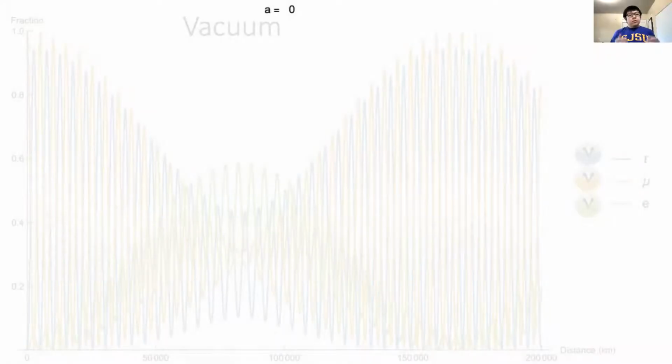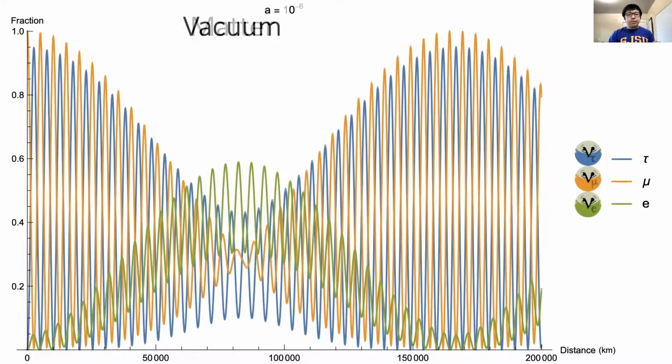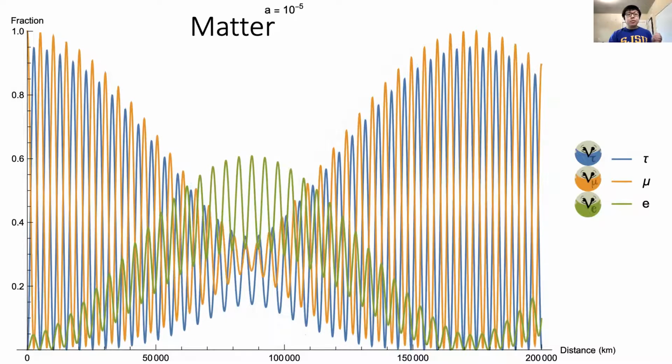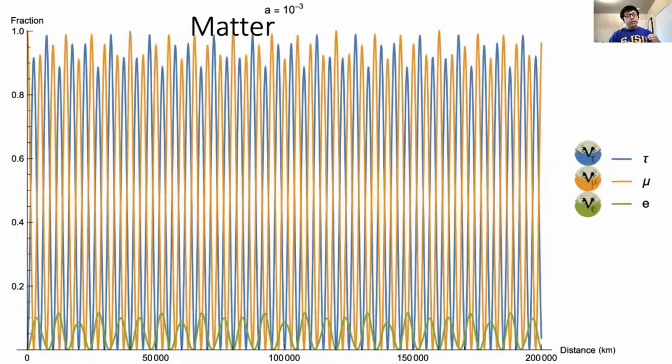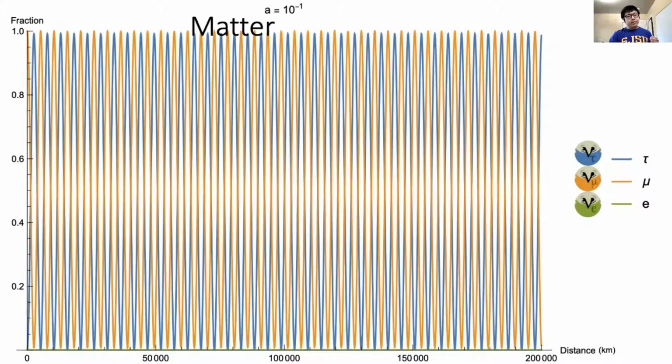In our model, we incorporate the parameter A that measures the electron density. In other words, the number of electrons in a given space in matter. And as we increase the electron density, you'll start to notice that the electron neutrino, the green, goes down and down and down. They're all being deflected.